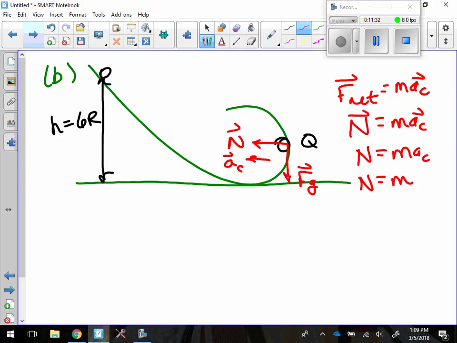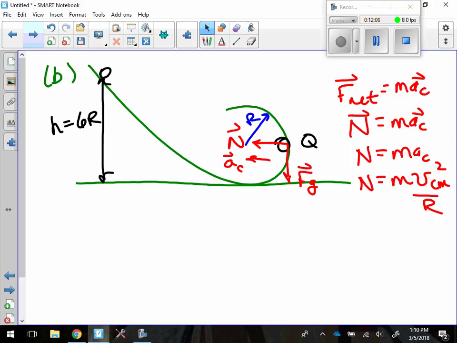And what's the formula for a_c? V squared over R. And again, it's going to be capital R, the radius of the loop. And again, we're still going to have that little r, the radius of the marble, is much, much smaller than big R. So I don't have to worry about how the center of mass really makes a slightly smaller circle.